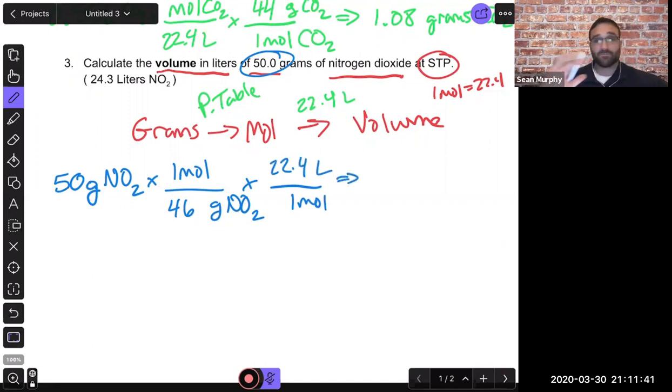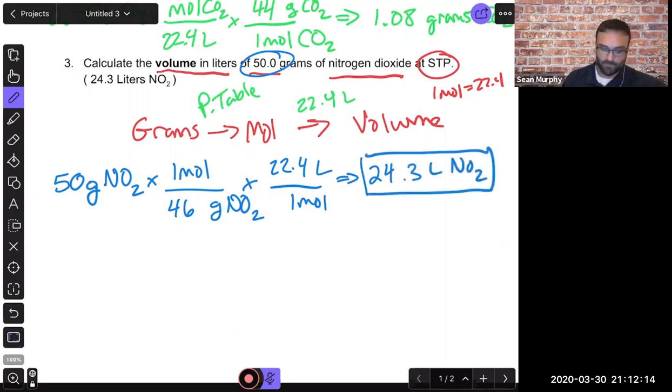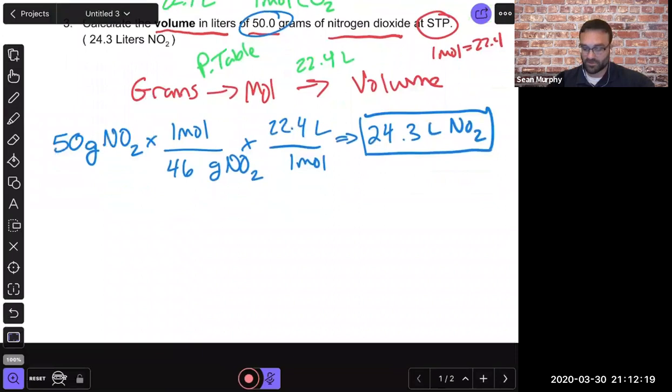All right. Everything is on the same side of the equal sign. There is no cross multiplication occurring. Repeat, no cross multiplying. So we are going to multiply all the tops and divide by the bottoms. So let's take 50 times 22.4 divided by 46 equals 24.3. Perfect, we got it. All right, those were easy. Let's go on to something a little bit more challenging.